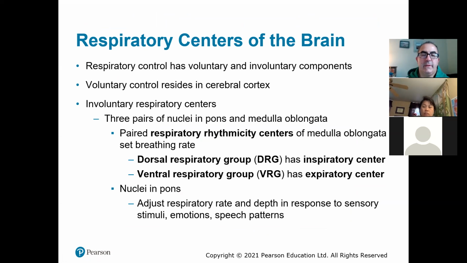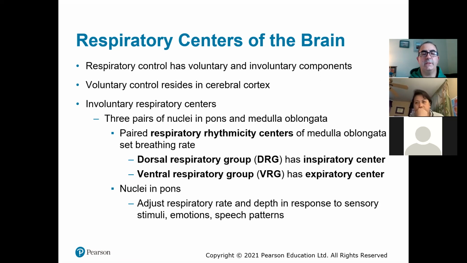So, do we ever have to think about breathing? Do we usually have to think about breathing? No, right? We have these respiratory centers in our brain. There are voluntary and involuntary components, right? We can breathe deeper if we need to. We can hold our breath if we need to. And that voluntary control resides in the cerebral cortex. So we can kind of override these centers in our brain.